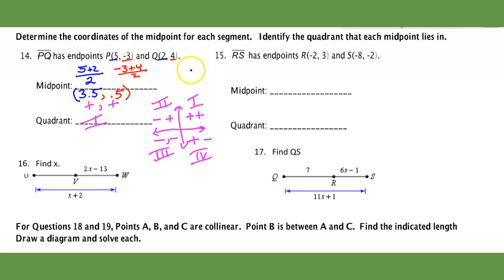Let's do one more for midpoint. Again, we're going to add them and take half or divide by 2, same thing. So we're going to do negative 2 plus negative 8. Divide that by 2. That's going to be negative 10 divided by 2, which is negative 5.